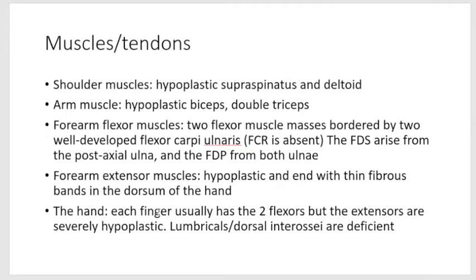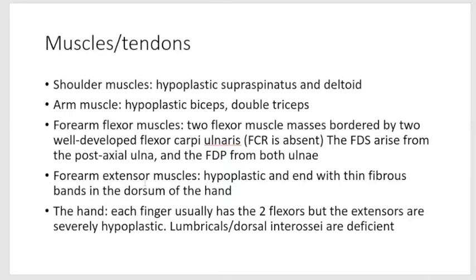Muscles and tendons are also interesting to know. Shoulder muscles, they will always have hypoplastic supraspinatus and deltoid, even though the other shoulder girdle muscles are usually fine. Arm muscles, the biceps is hypoplastic with a double triceps. Forearm flexor muscles, two flexor muscle masses separated on the borders by very well developed, thick flexor carpi ulnaris muscles. And of course, the FCR is absent. The FDS arises from the post-axial ulna and the FDP from both ulnae.